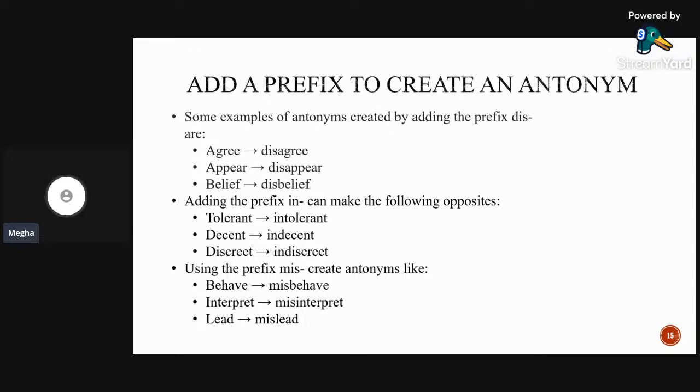Can you give me one more example for the first one, where you can find the antonym of a given word by adding dis to the word, or prefixing dis to the word? Guys, be quick. One example for the first condition, that is for prefixing dis.